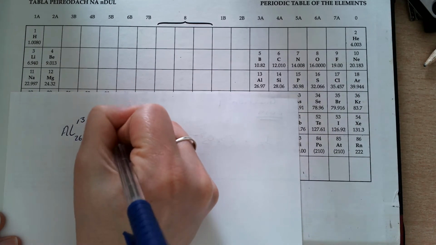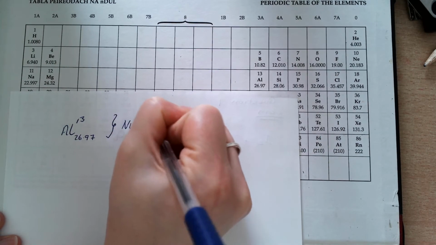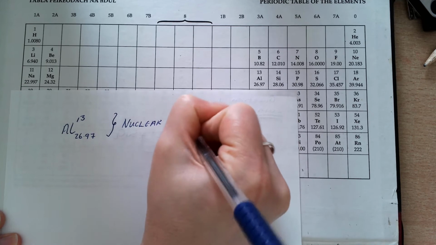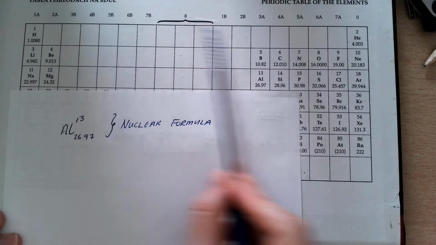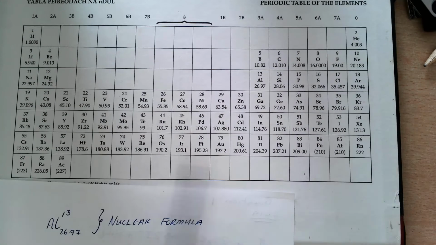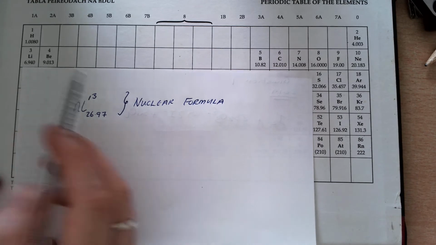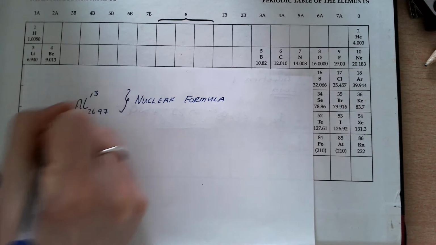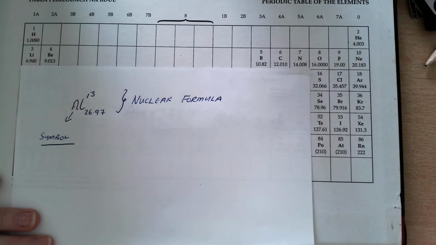The symbol with the two numbers is called the nuclear formula. And if I look, every single element on the periodic table has its own unique nuclear formula. We can see all the numbers on top are different, okay? So this is my nuclear formula. If you look, I have a symbol, and that identifies the element that it is.